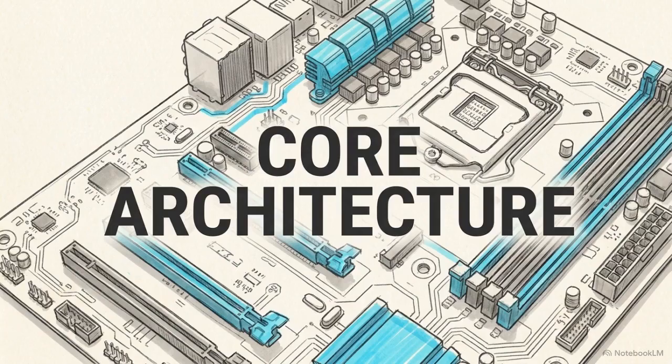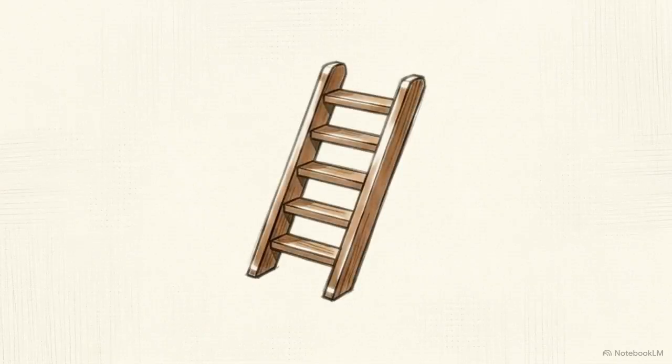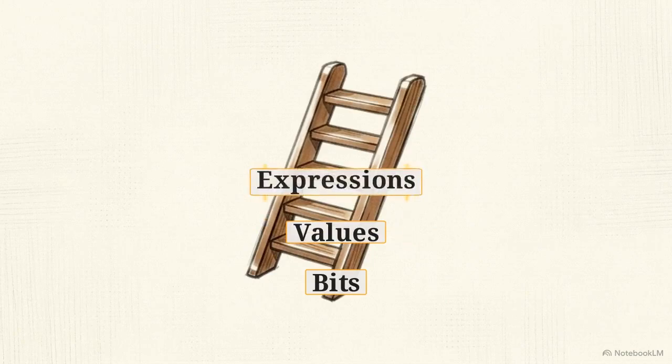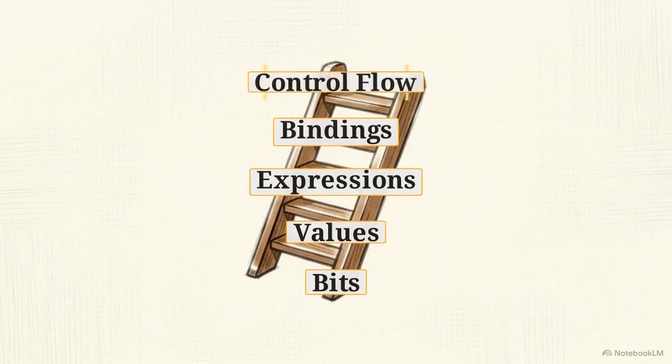We are going to build the architecture of a JavaScript program entirely from first principles. We will climb the ladder of abstraction step by step. We will start at raw bits, organize them into values, combine them into expressions, track them with bindings, and finally dictate their behavior with control flow.